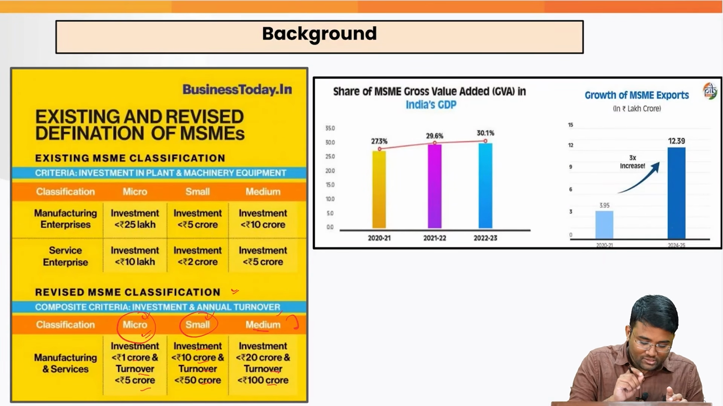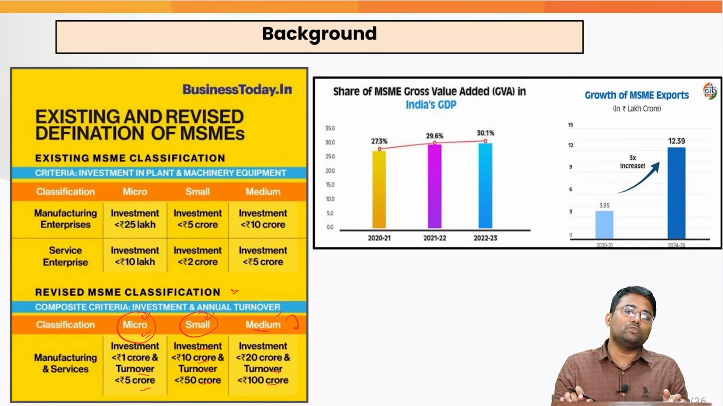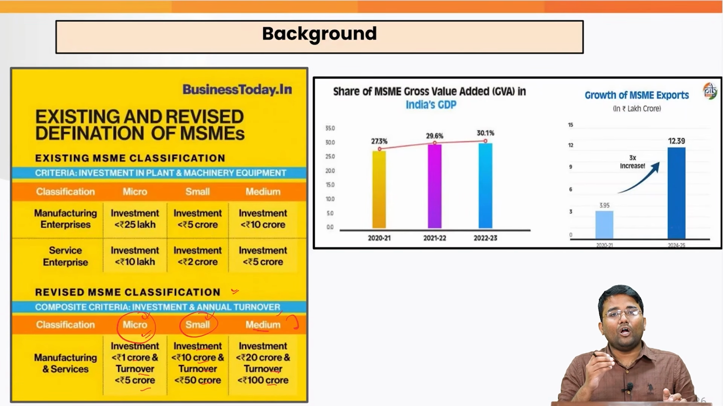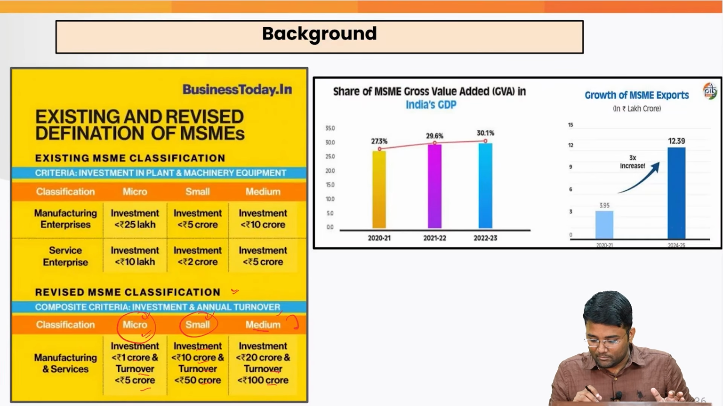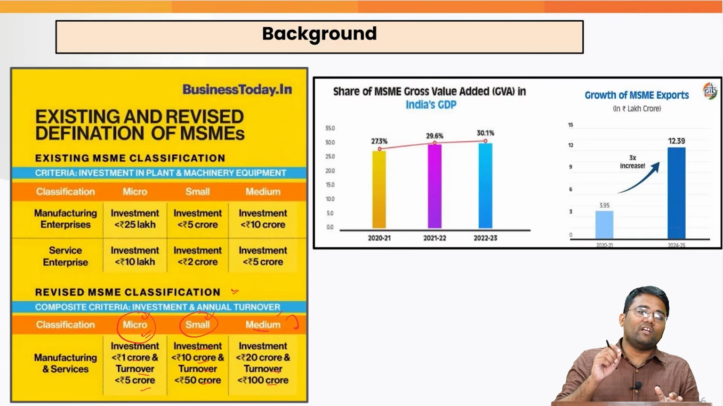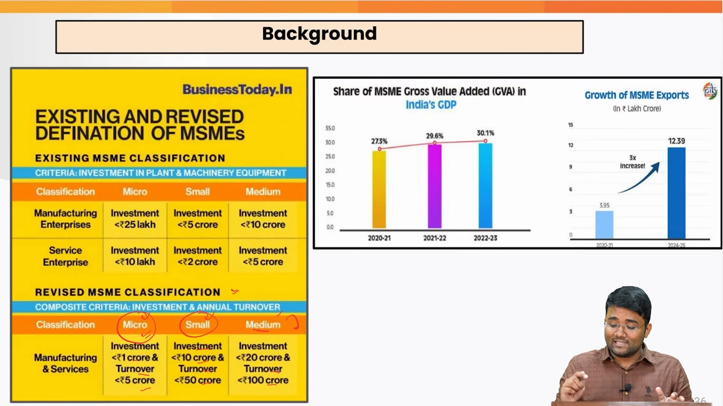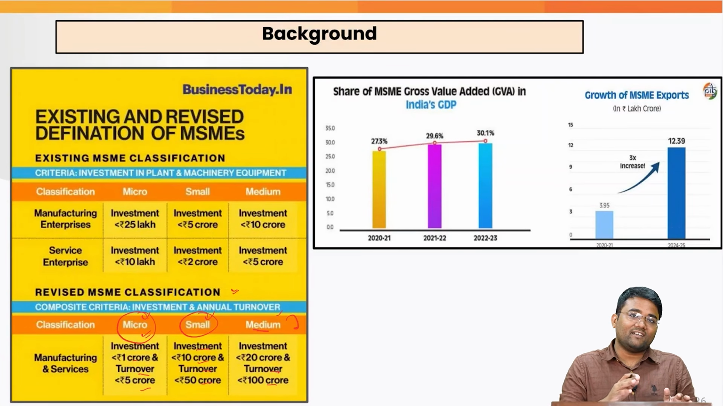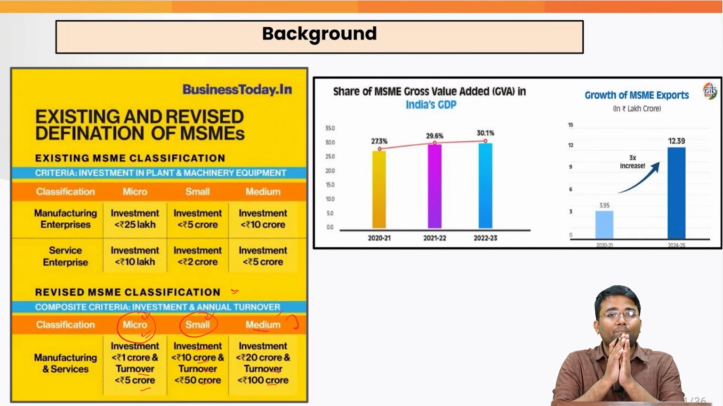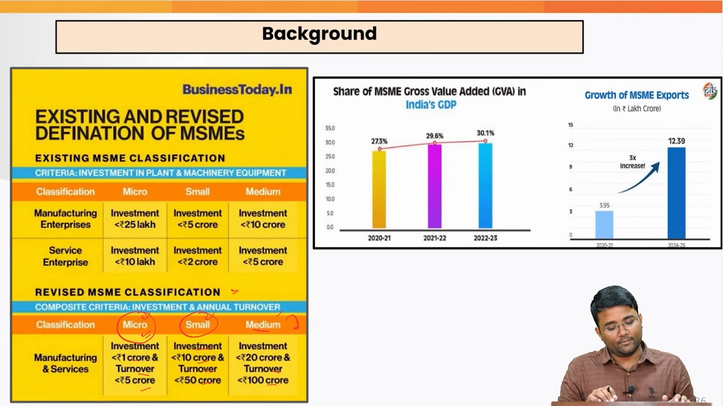Now, what is investment and turnover? Investment refers to the amount that is spent on the plants and machinery or equipment for businesses. It shows the capital that is used to set up or to expand the business establishment. Whereas turnover refers to the total amount of sales or the revenue that was generated by the enterprise, and it mainly reflects the scale of business operations of that enterprise.